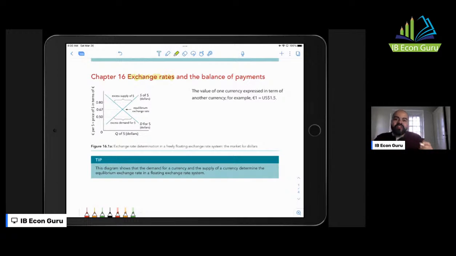So first of all, let's define exchange rates. The exchange rate is the value of one currency expressed in terms of another currency. For example, 1 euro equals 1.5 US dollars. Okay, that's the definition. It's the value of one currency expressed in terms of another.